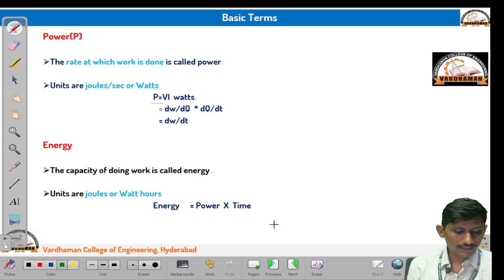The capacity of doing work of any object or quantity is called energy. Units for energy are joules or watt hours. Energy is nothing but product of power into time.